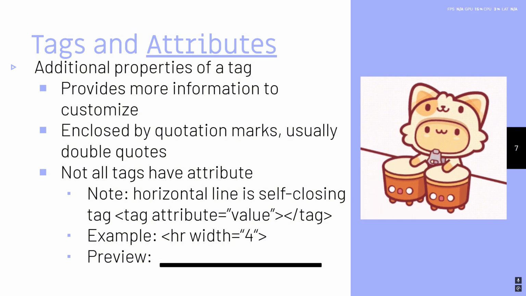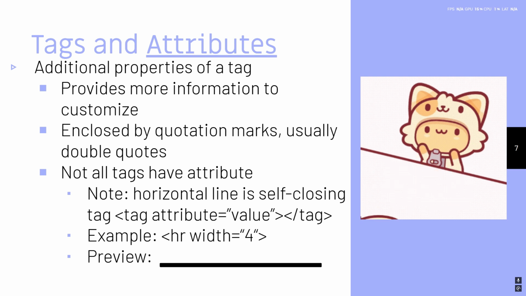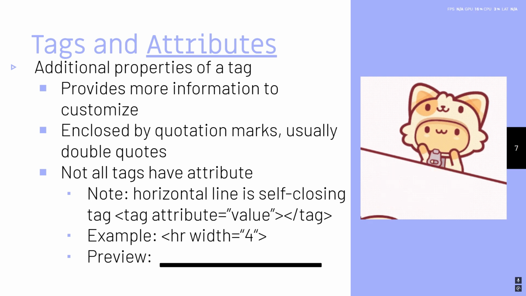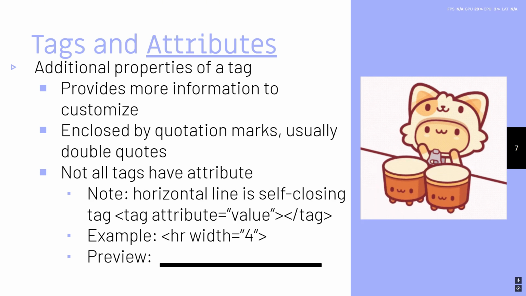One example would be the horizontal line, hr. Instead of just putting hr, you put hr, space, width equals double quote, and then within that double quote, you put the exact property, which is going to be 4. So now it's going to change the width. Let's say you put 1, then the thickness of this horizontal line would be thinner, okay? And if you put 10, it will be a way chunkier line.